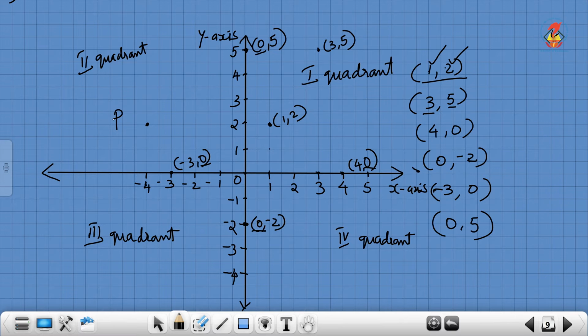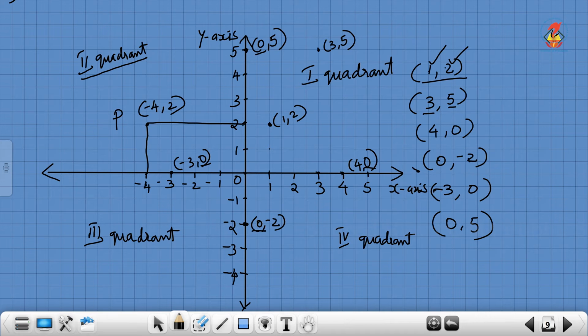First, just draw a perpendicular line to the x axis and y axis. What is the perpendicular line to the x axis? Point negative 4. You should write it as negative 4 and 2. In the second quadrant, for all the points the x coordinate is always negative and the y coordinate is positive.